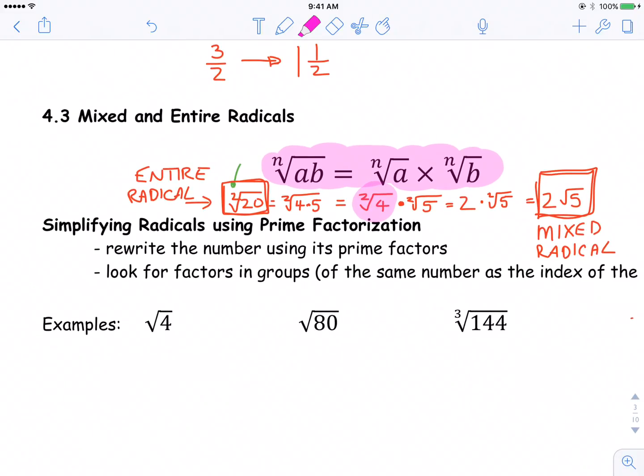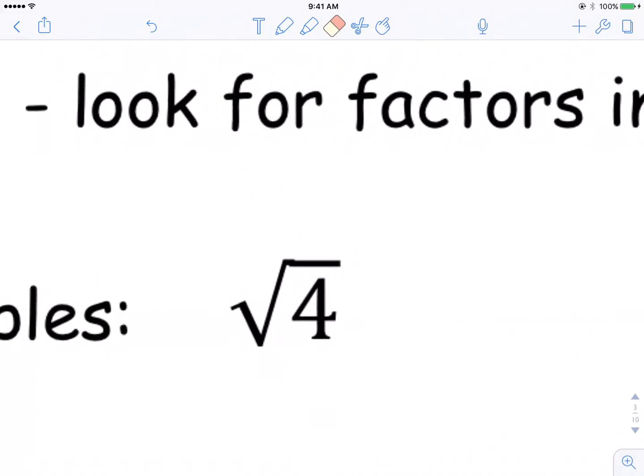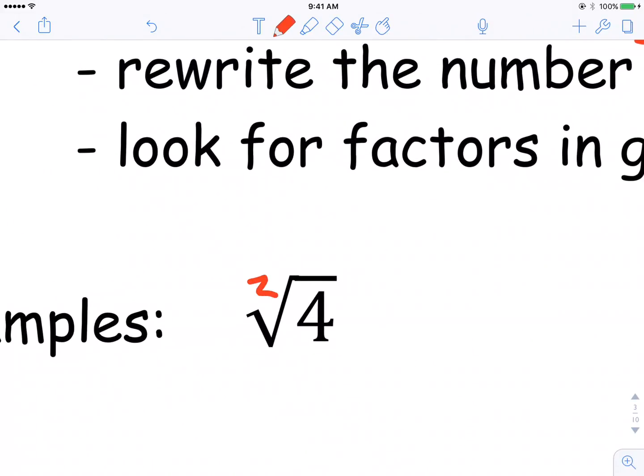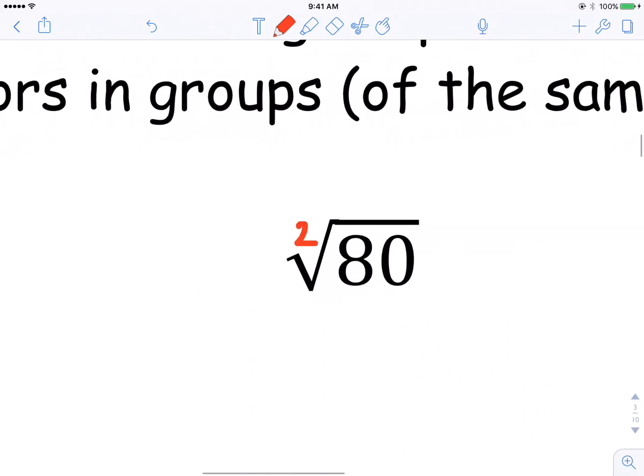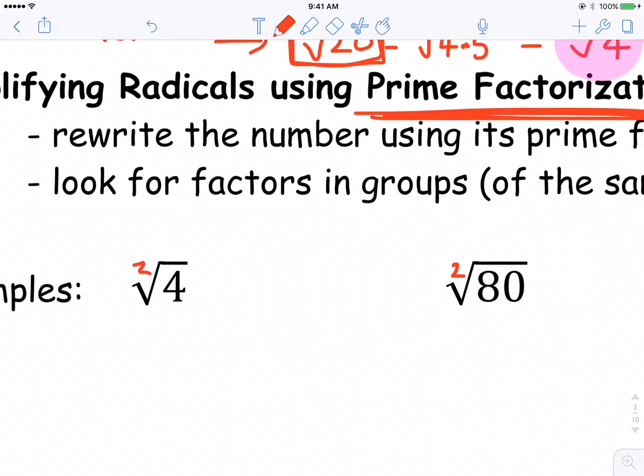When simplifying radicals, we use our prime factorization from last chapter. Remember that? We rewrite our number using its prime factors, and then we look for factors in groups of whatever the index number of the radical is. Remember, the index number is the number written outside the radical sign. For square root, we never write it, so here the index is a 2. And here our index is 3. So we look for, in this case, groups of 2 or groups of 3 for these examples.